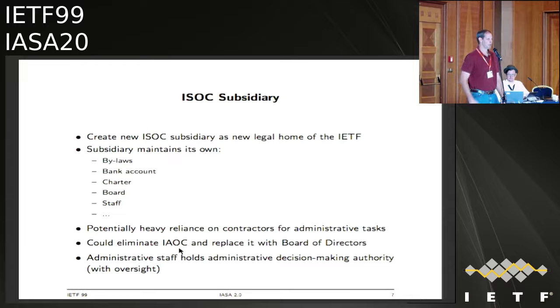The second option would be to actually create a new ISOC subsidiary as the legal home of the IETF. The ISOC subsidiary can maintain its own bylaws, bank accounts, charter, board, staff, and so on. The view of the design team at this point is that there'd probably be a potential heavy reliance on contractors for all the administrative functions. We could potentially eliminate the IAOC and replace it with a board of directors that has different aspects that we have to consider in and of itself. And then we have to deal with what authority the administrative staff hold with relation to decision-making authority, from either a tactical or strategic decision point.